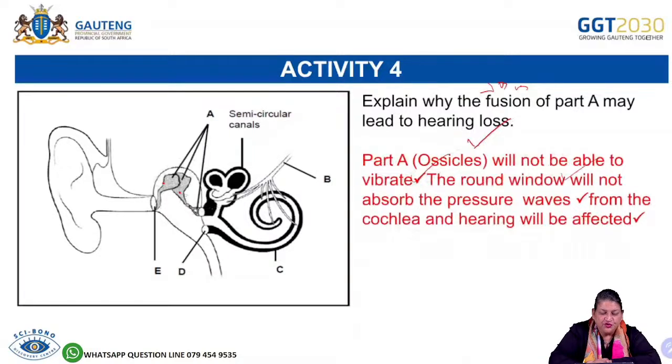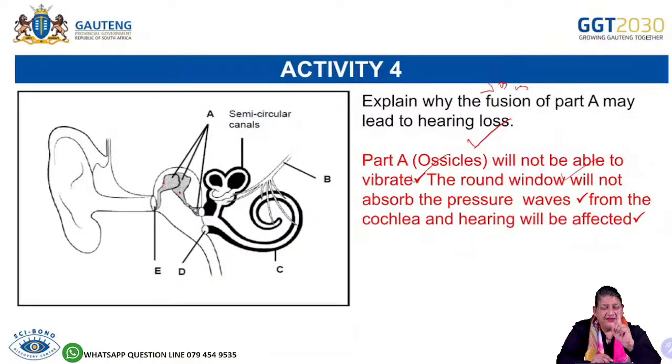So if this is fused as one bone, sound vibrations will not be able to be amplified. That means now your oval window membrane will not be able to create pressure waves. Therefore, the round window will not be able to absorb pressure waves because not enough pressure waves are created. It's joined as one bone. Not enough pressure waves. No pressure waves will be absorbed, and therefore hearing will be affected. So you see, you can't just talk about one structure.